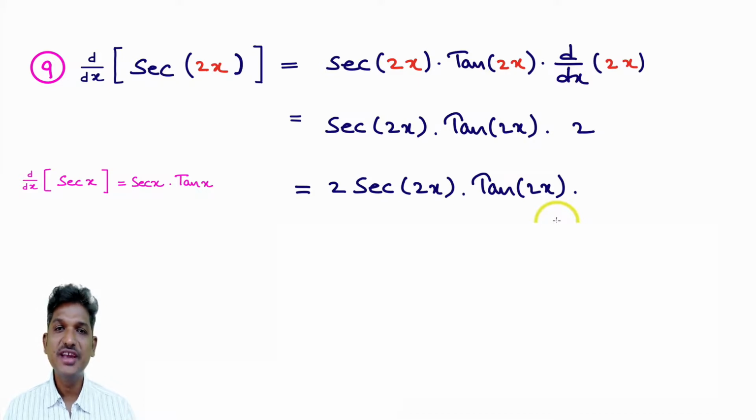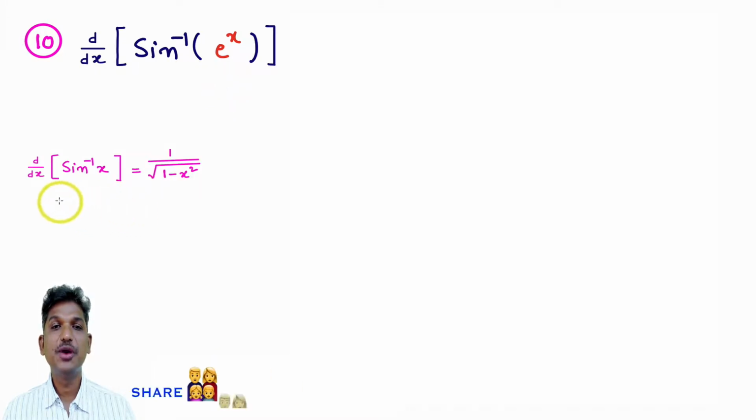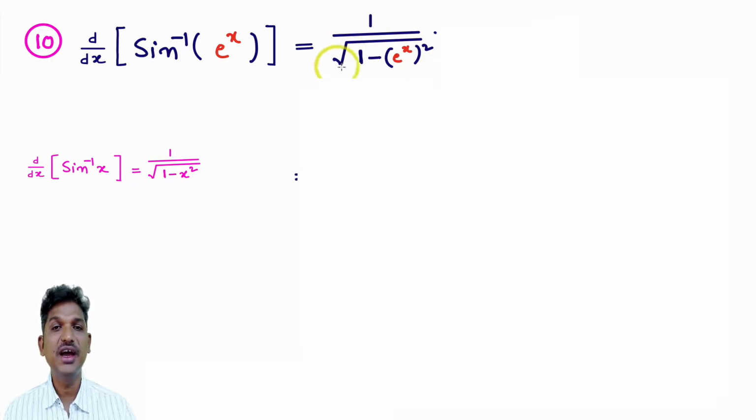Now we'll move to the next question. Derivative of sine inverse of e power x. You learned 23 formulas now. Which formula is suitable here? You see, you learned this formula: the derivative of sine inverse x is 1 divided by root over 1 minus x square. So here I'll imagine e power x as x. Then it looks like sine inverse x. What is the derivative of sine inverse x? 1 divided by root over 1 minus x square. Look at what I have written here.